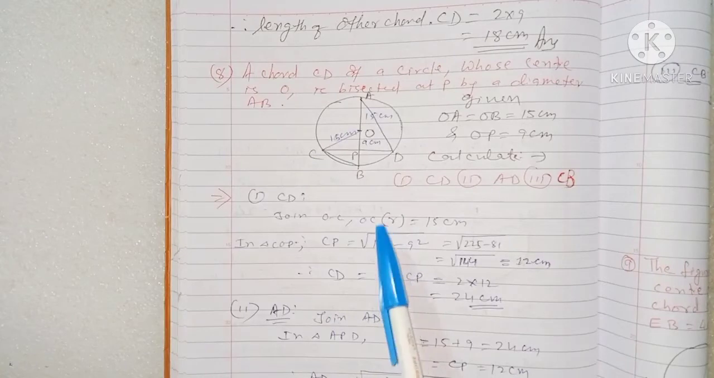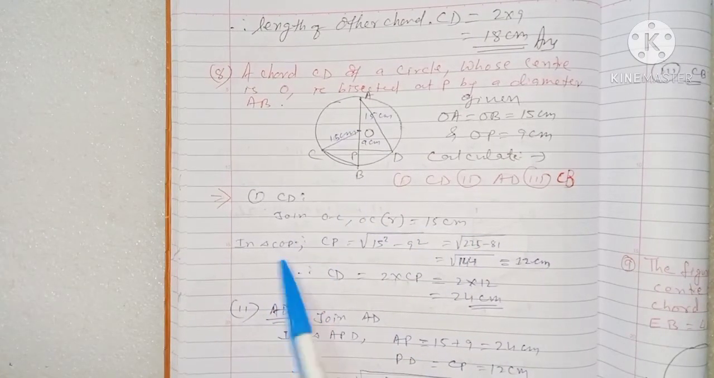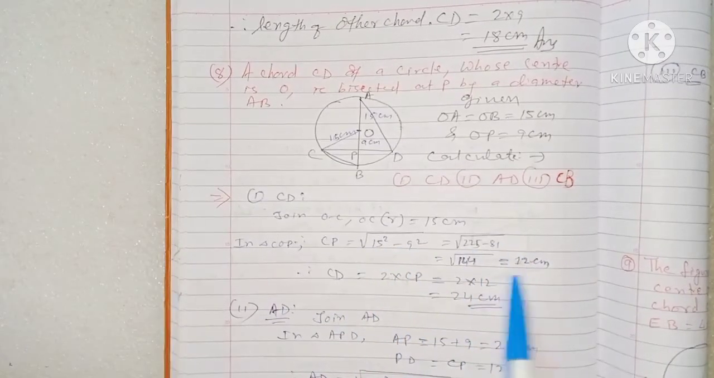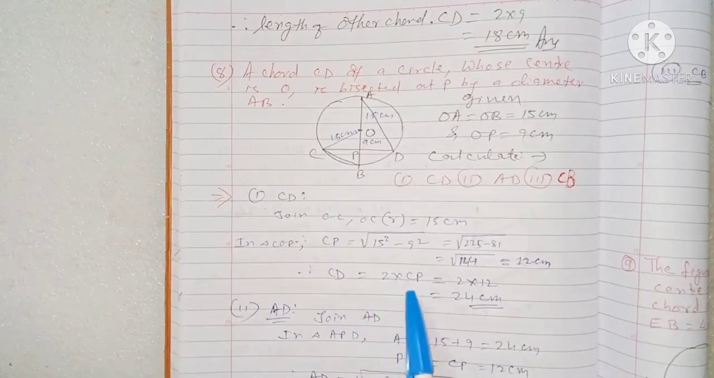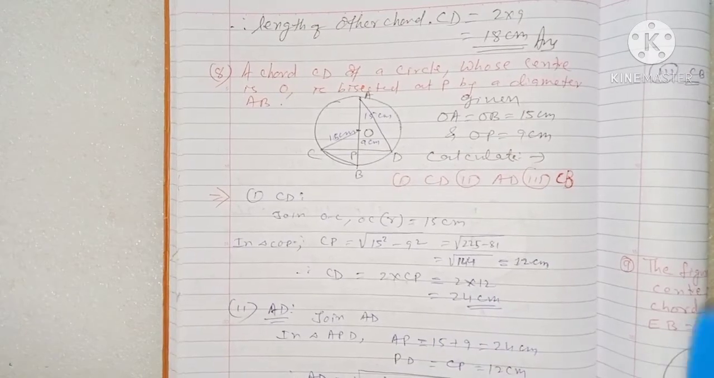join OC, which is radius 15 centimeter. Now in triangle COP, CP equal to under root 15 square minus 9 square, solve and you will get 12 centimeter is CP. So therefore chord CD equal to twice of CP, that is 2 into 12, that is 24 centimeter.